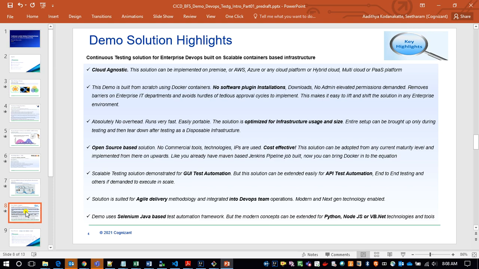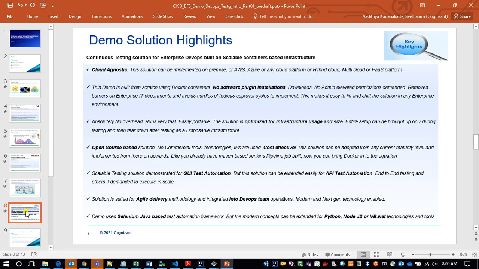This solution of continuous testing using container based infrastructure is cloud agnostic. There are a couple of solutions which talk about a solution built on AWS cloud or Azure or any other platform. But this solution can be implemented on premise or on any of the cloud platforms, or on hybrid or multi cloud, or even on a platform as a service platform, like OpenShift, or like Pivotal Cloud Foundry, or anything like that.